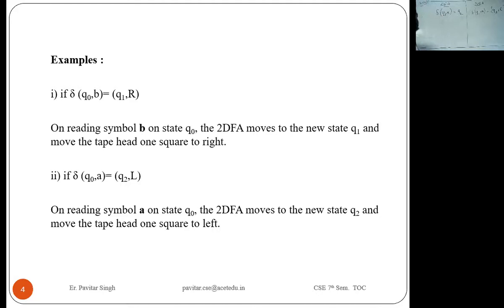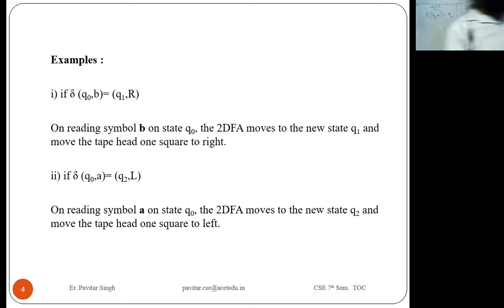Right? Let's take one more example, that is delta Q naught comma A is equal to Q2 comma L. This means that upon processing A, Q naught is moving to Q2 and the direction of motion will be left.